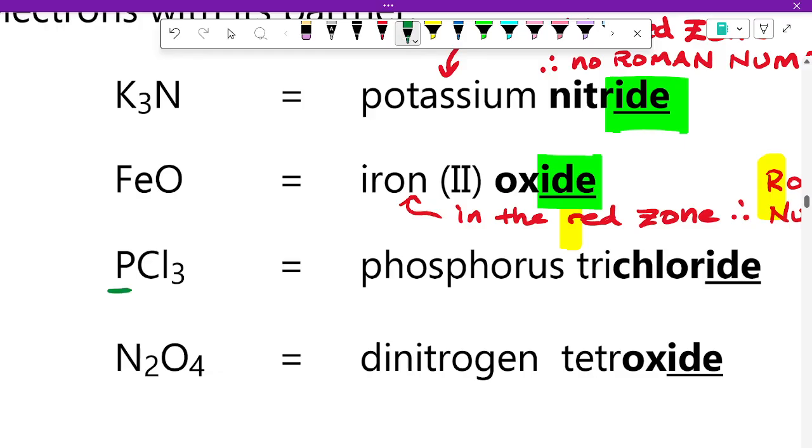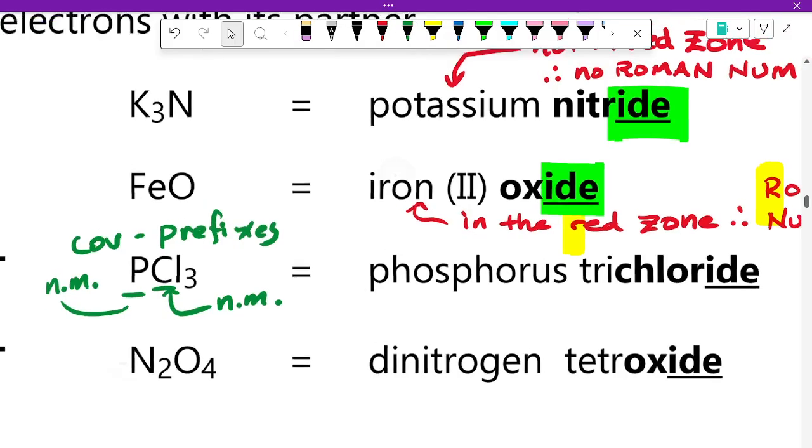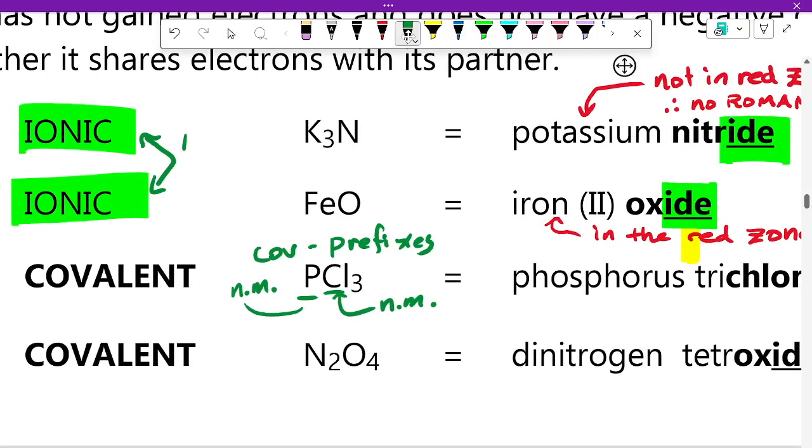Here we have a P. Is that metal or non-metal? That is a non-metal. Chloride is a non-metal. So what kind of compound is that? Covalent. That means if it's covalent, we use the prefixes. If it's ionic, no prefixes. So ionic, no prefix. No dis, no monos, no nothing.